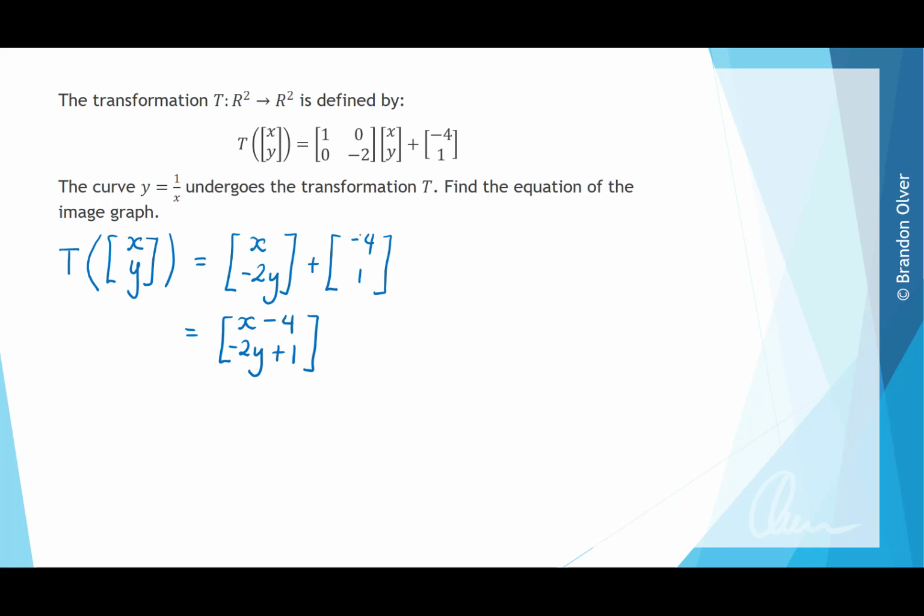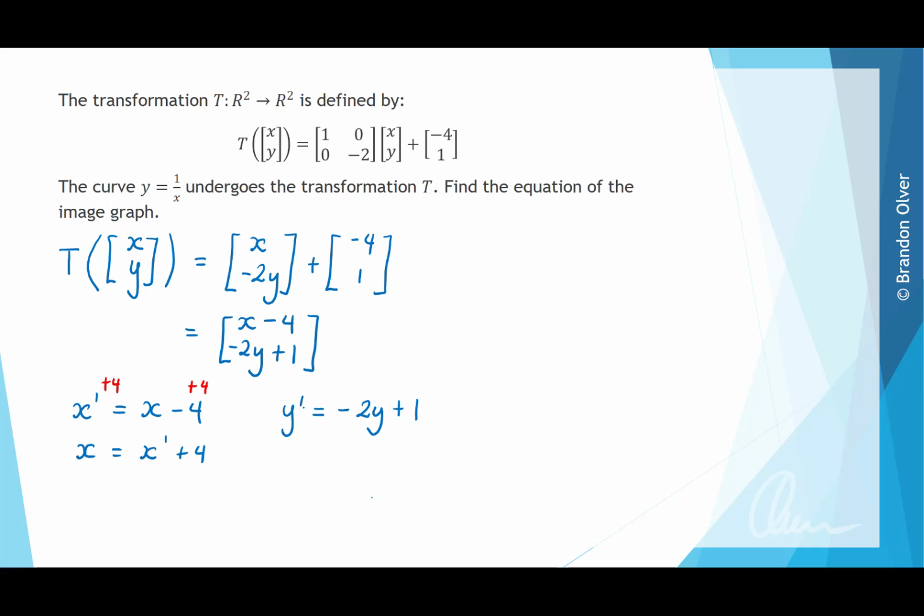So from this system of matrices, we can find two equations. The first says that x dashed is equal to x minus 4, and the second is that y dashed is equal to minus 2y plus 1. Our job now is to solve for the non-dashed term, so we start by adding 4 to both sides of this equation, and we find that x is equal to x dash plus 4.